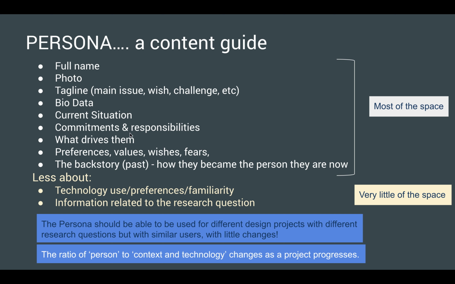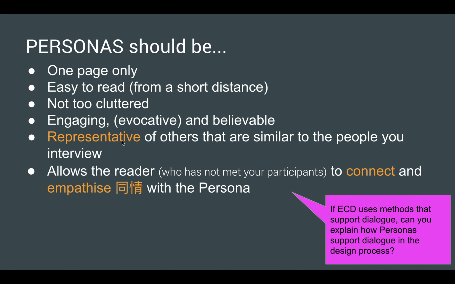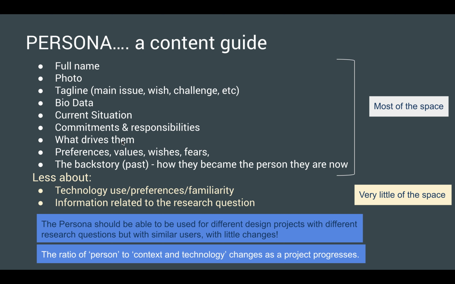Okay, the commitments and responsibilities. Does the person have a husband? Does the person have a partner? Does the person have children, or are they single, or living at home? What responsibilities does the person have? Okay, what drives them? What do they think about the world? What gets them going? What are they interested in? And what are their preferences? What are their values? What are some of the things that they wish and fear? Okay, so who are they as a person? This takes up most of the space in your persona.